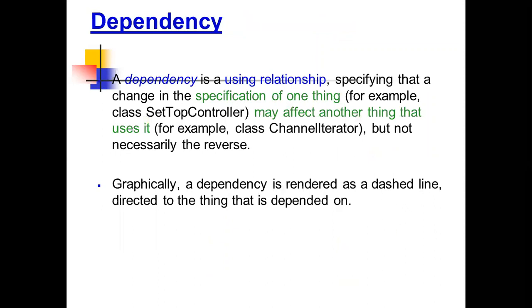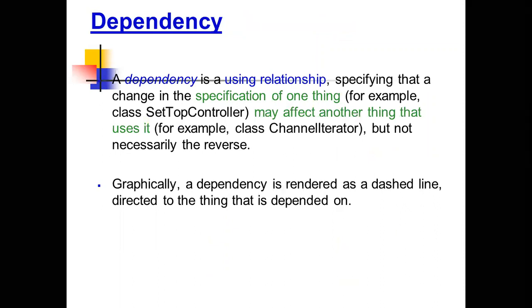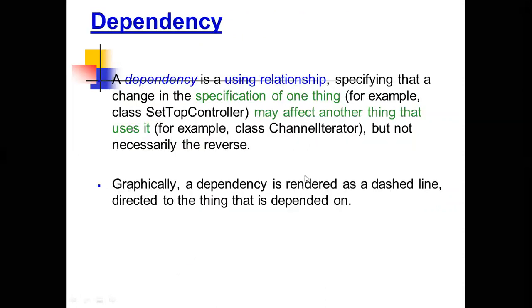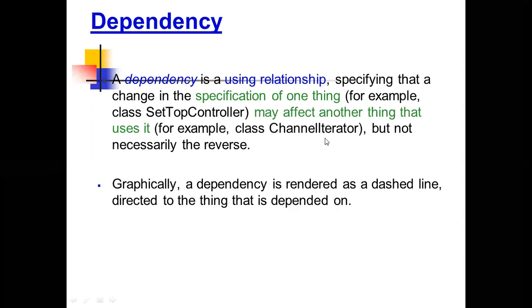So first we will see the dependency relationship. A dependency is a using relationship. It uses. It is also called a using relationship. Dependency between two classes specifies that a change in the specification of one thing, for example the class set top controller, may affect another thing that uses it, for example a class channel iterator, but not necessarily the reverse.